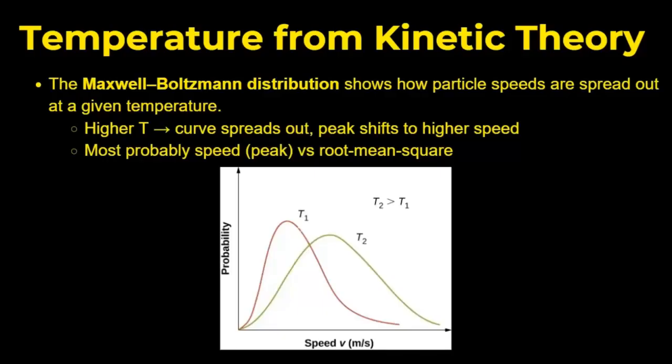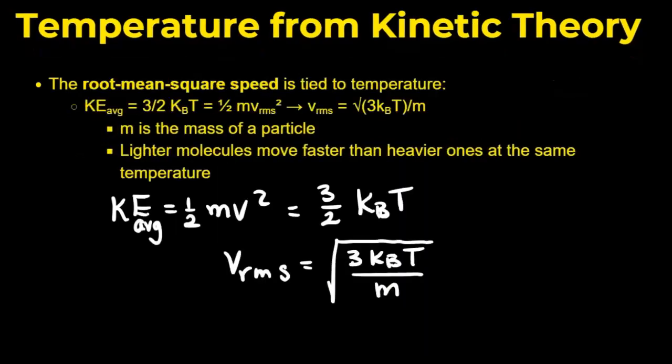The reason it's shifted a little bit to the right is because you'll notice that this curve right here is asymmetrical. And if you have a higher temperature, so T2 has a higher temperature, you'll notice that the curve spreads out more, and the peak shifts to a higher speed. Next, we're going to take a look at the root mean squared speed.